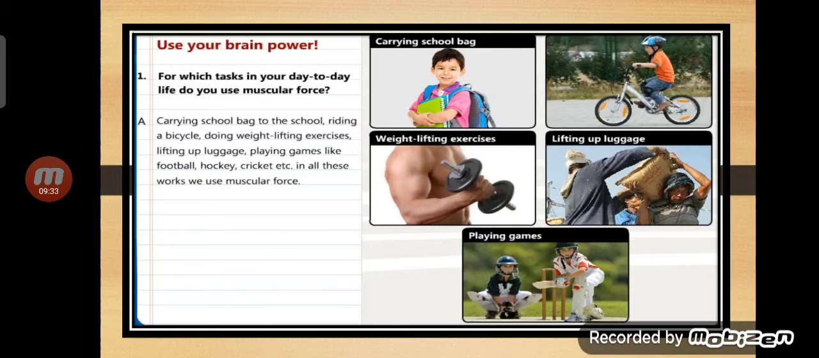The answer is carrying a school bag to school, riding a bicycle, doing weightlifting exercise, lifting up luggage, playing games like football, hockey, cricket, etc. In all this work, we use muscular force.